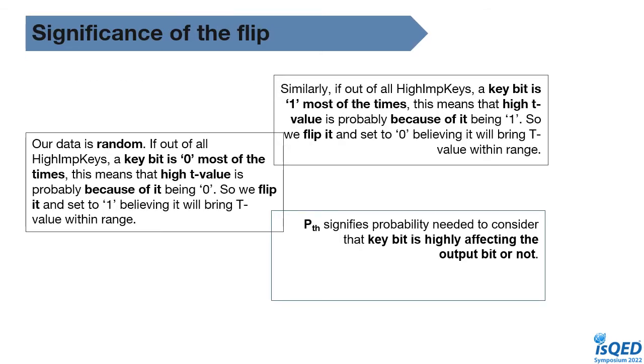Now, what is the significance of flip? Our data is random, we know that, and so if the key bit we are investigating is 0 most of the times, and we have a high t value corresponding to that, that means maybe the high t value is because of it being 0. So that is why we flip it to 1, so that it will bring the t value within the range. Same follows if the key bit is most of the times 1. And so what does the probability threshold signify? That a key bit is highly affecting an output bit or not.